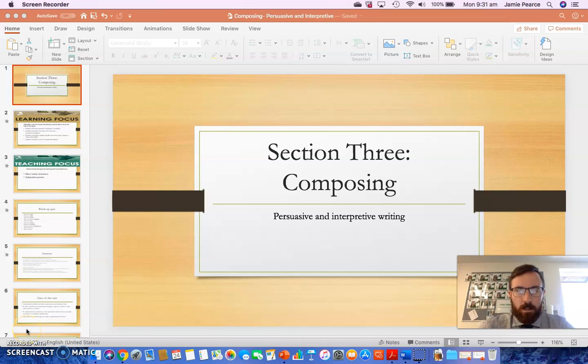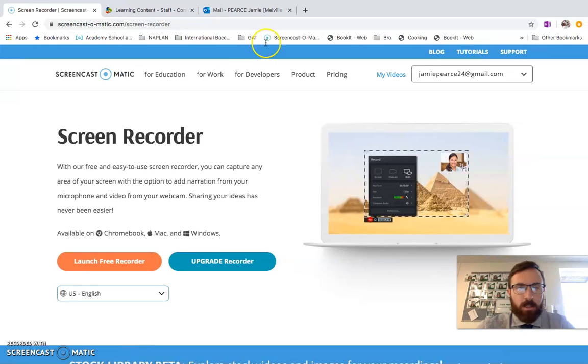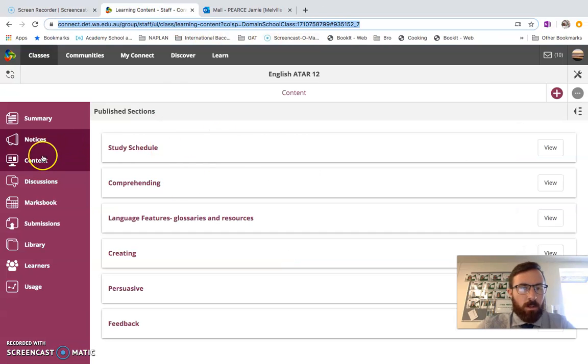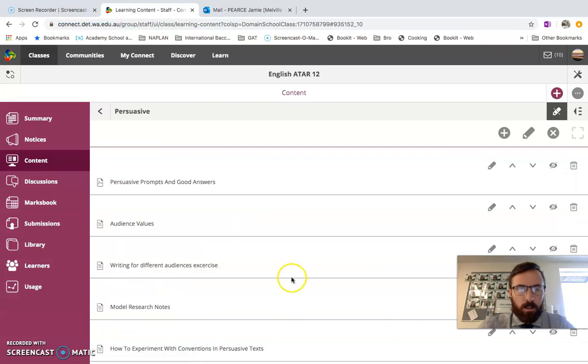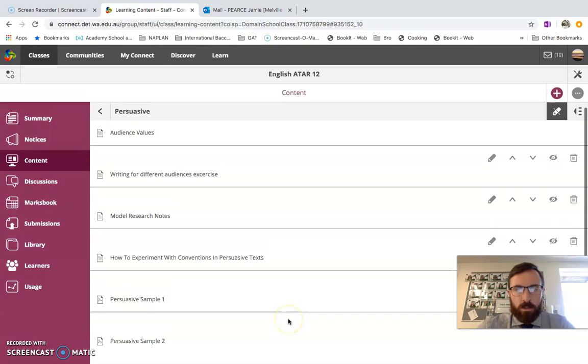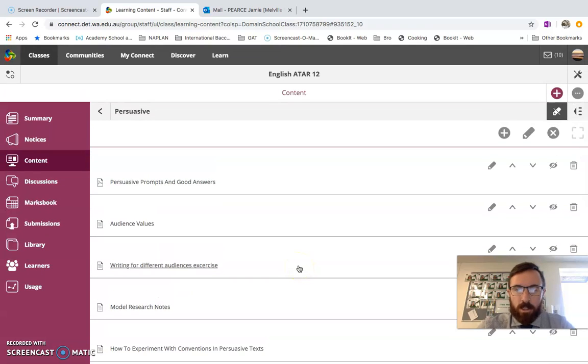Good morning, students. Today we're just going to have a look at the section 3 composing, particularly as it relates to persuasive and interpretive writing. Before we get started, I want to direct you to the Connect page. So if you go to the Content tab, here you can see the Persuasive tab here, open that, and in here you'll find all the resources that I'll be discussing in this lecture.